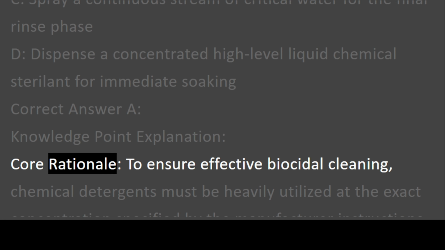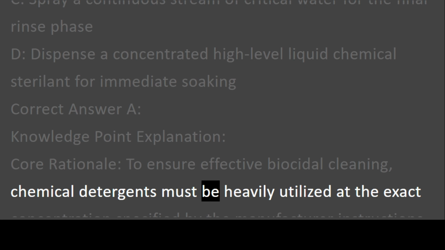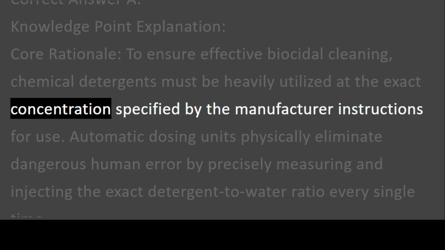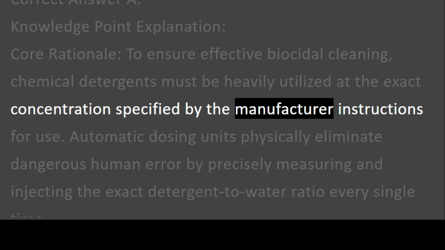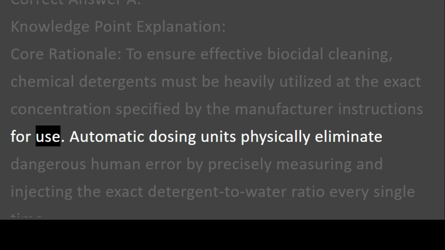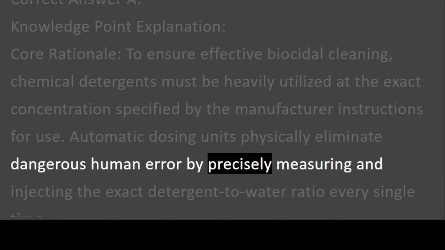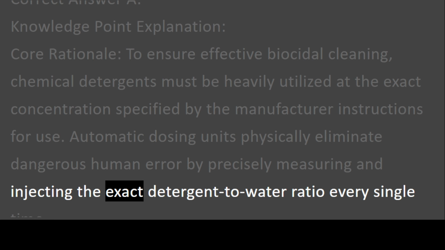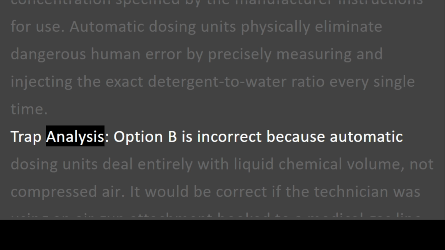Core rationale. To ensure effective biocidal cleaning, chemical detergents must be heavily utilized at the exact concentration specified by the manufacturer instructions for use. Automatic dosing units physically eliminate dangerous human error by precisely measuring and injecting the exact detergent-to-water ratio every single time. Trap analysis.